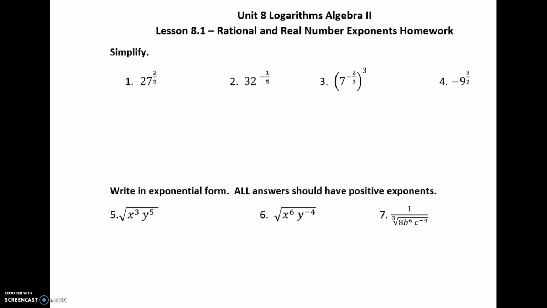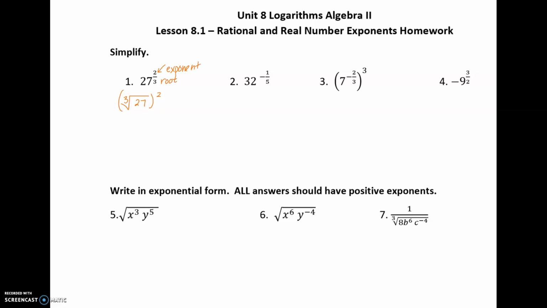The first one is simplifying. It says 27 to the 2/3 power. Remember that the numerator is the exponent and the denominator is the root. So in this case, we have the cube root of 27 squared.